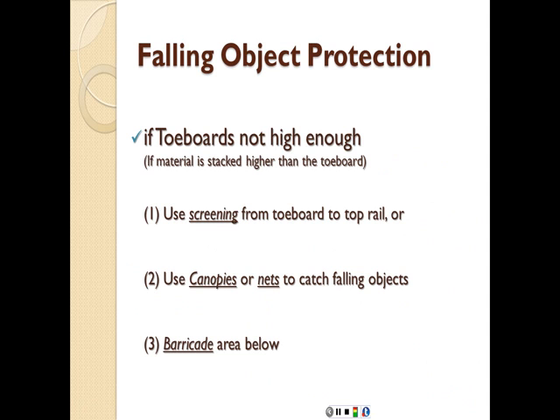If the toe boards are not high enough, and we mentioned before that the proper height of the toe board is going to be 4 inches, so a 2x4 is going to be acceptable. Use screening from toe board to top rail, or use canopies or nets to catch falling objects, or barricade area below. That's if the material is stacked higher than the toe board, like bricks or blocks, which might fall above the toe board.